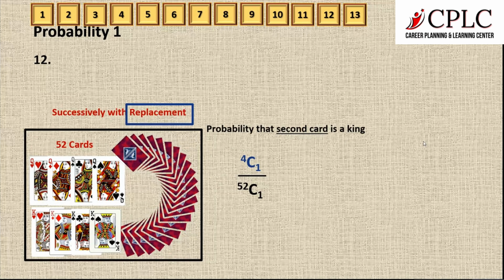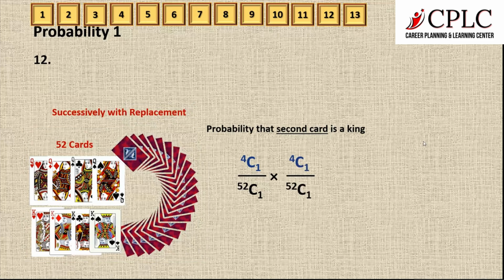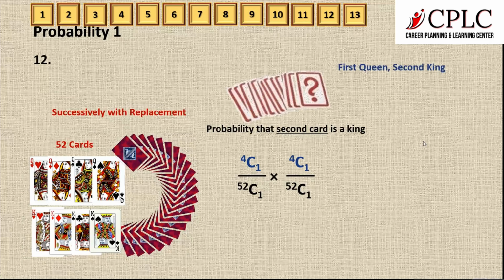Probability that second card is a king. So again, we are selecting one card out of 4, and the sample space is going to be 52c1. So it's 4c1 upon 52c1. In the middle, there will be a multiplication sign as we need to select both the cards, king and queen. But over here, there's one more possibility: the first card could be queen, second king, and first card could be king, second queen. So that means we have just considered one possibility.